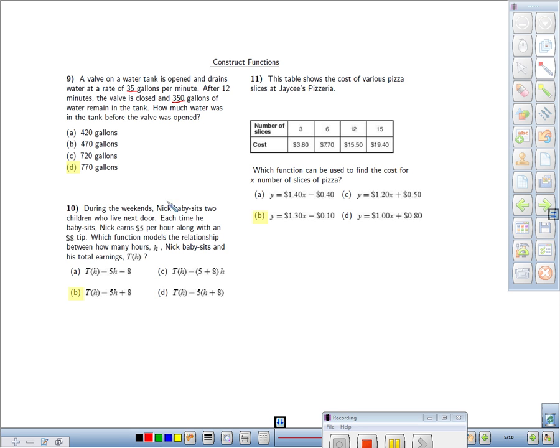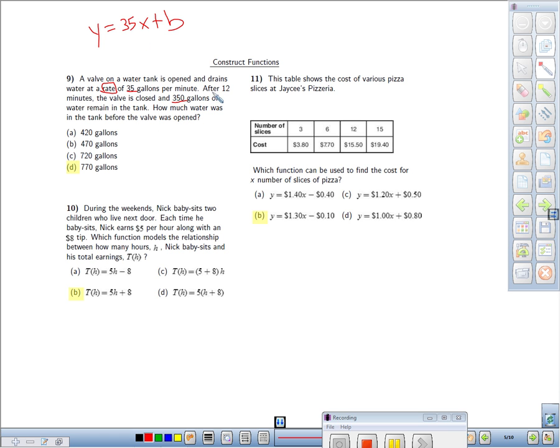So let's think about our equation. This is going to be a linear situation, so y equals mx plus b. Okay? Remember, m being your slope, b being your intercept. So let's review the question. It says the valve on a tank is opened and drains the water at a rate. So my rate of change is 35 gallons per minute. So I can take my m out and put 35 in its place.